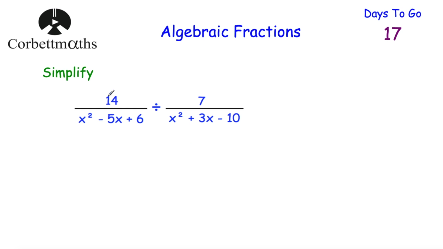Okay, so our next question is to simplify 14 over x squared minus 5x plus 6 divided by 7 over x squared plus 3x minus 10. So feel free to press pause and try this question now.